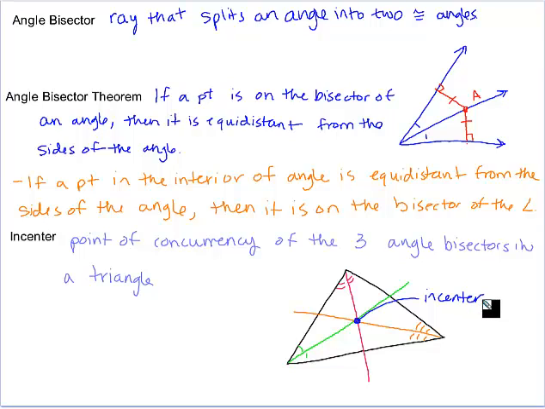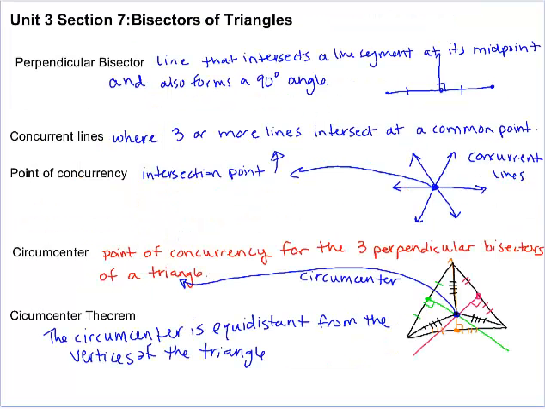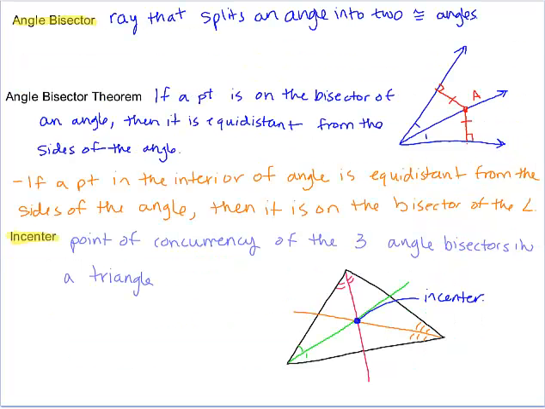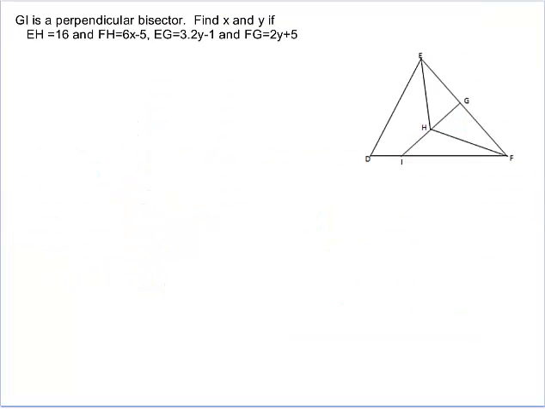Okay, so we need to remember a few things here. We need to remember that angle bisectors go with in-centers. So if we have three angle bisectors, their point of concurrency is an in-center. And perpendicular bisectors go with the circumcenter. So if we have three perpendicular bisectors, their intersection point is the circumcenter. Three angle bisectors, their intersection point is the in-center. So now we'll do some examples with this.